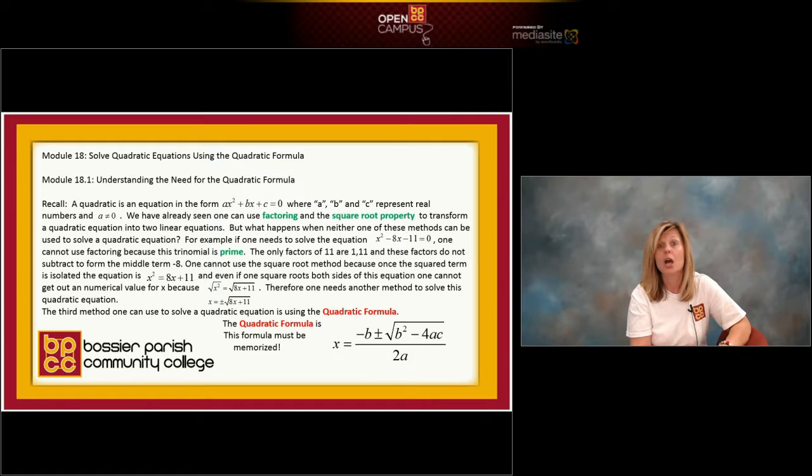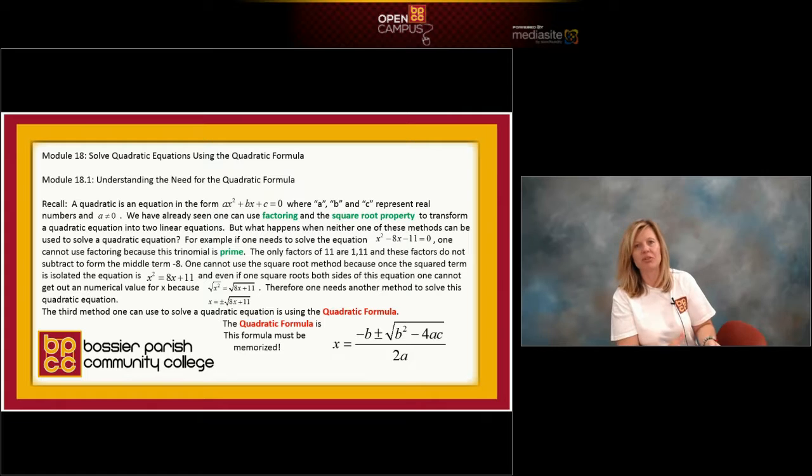Well, the problem is, will the factors 1 and 11 subtract to make that middle term negative 8x? And we obviously know the answer to that. It's no. 1 and 11 would subtract to make a 10. So that shows us we cannot factor this quadratic equation to solve it. That does not mean there is no answer. That just means we can't use that method. So now we go to option B, plan B, which is if we can't factor our quadratic to solve it, we try the square root property.